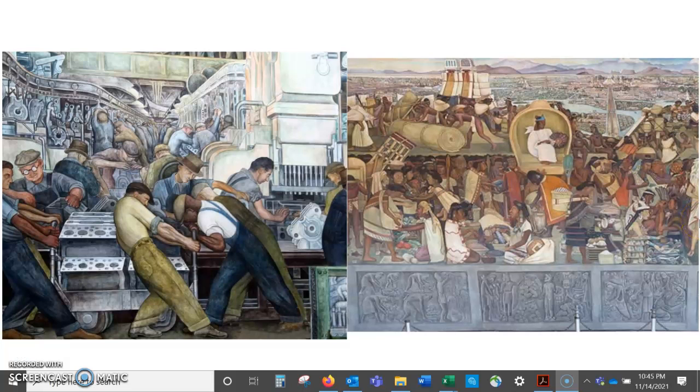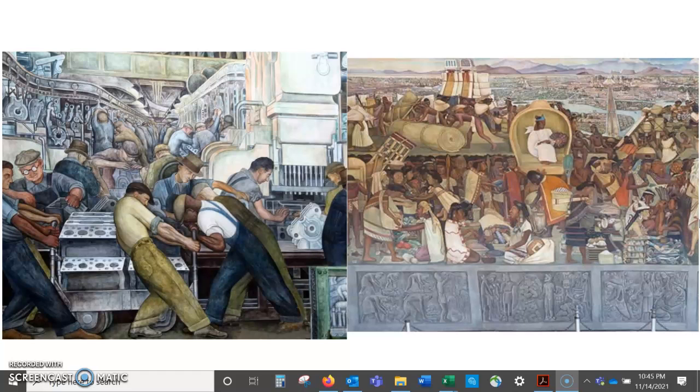So for my compare and contrast, I chose The History of Mexico by Diego Rivera and The Detroit Industry Murals, which is also by Diego Rivera. These two murals show two of the main themes that Diego Rivera loved to paint. Out of the Big Three, he was the one who favored scenes that depicted the history of his people and also scenes that showed the working class of society.